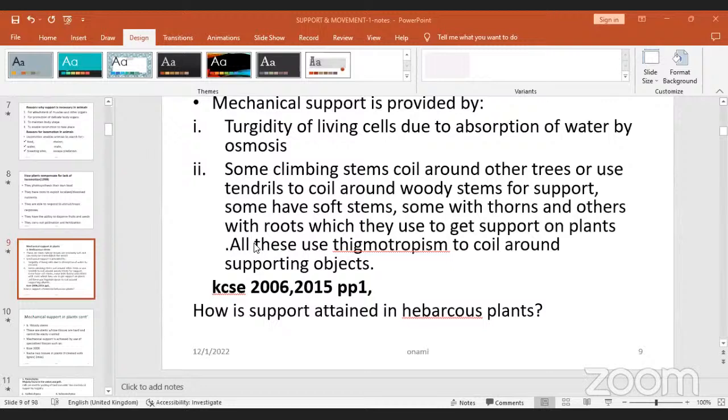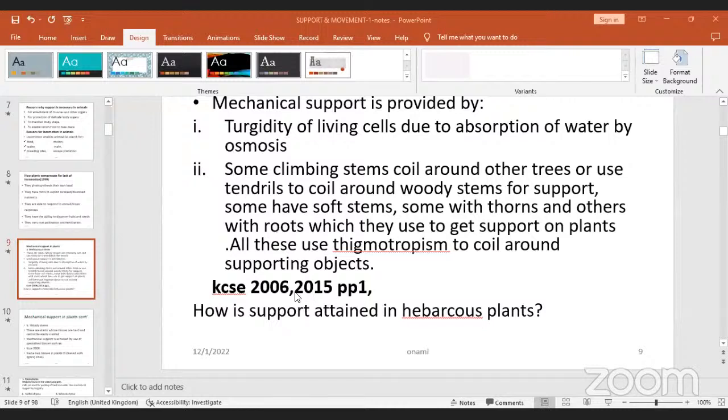When a plant part touches another one, the growth hormones called auxins will migrate to the part that is not touched. The part that's not touched grows faster than the one that is in touch with the plant. And that makes the weak stem coil around a support structure, as thigmotropism. And then it enables that plant to attain support from the strong plant.